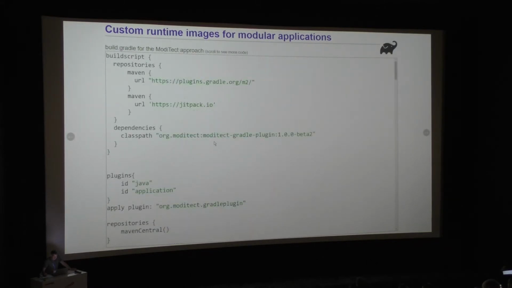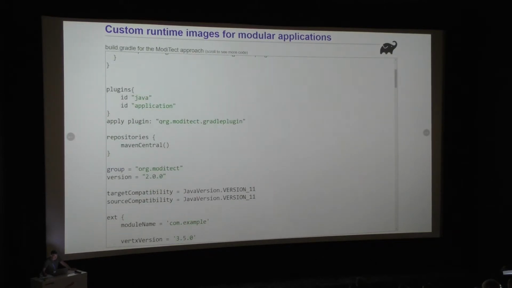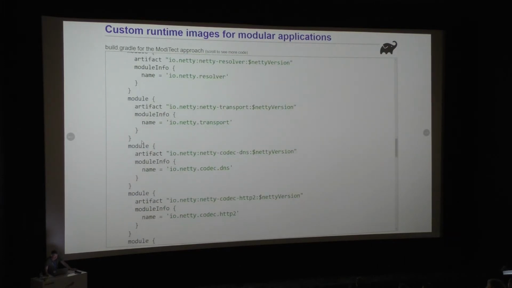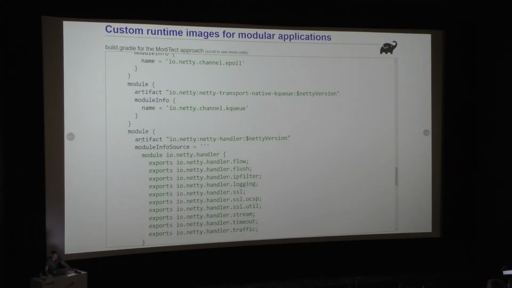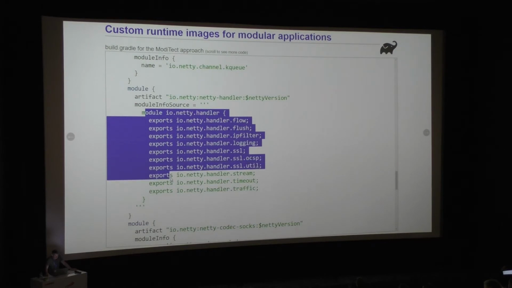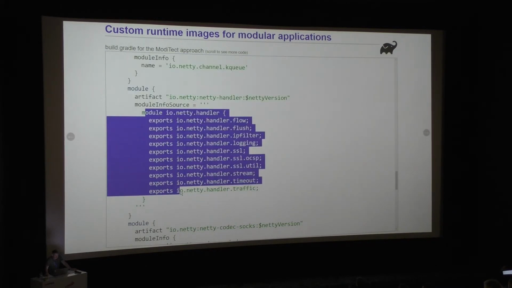With Gradle, we have something similar. We need to use the org.moditect Gradle plugin, and then again for each non-modular artifact in our dependency graph, we need to configure its module descriptor. And again, if the suggestions of jdeps are not correct, we will need to provide the content of this module descriptor explicitly here.